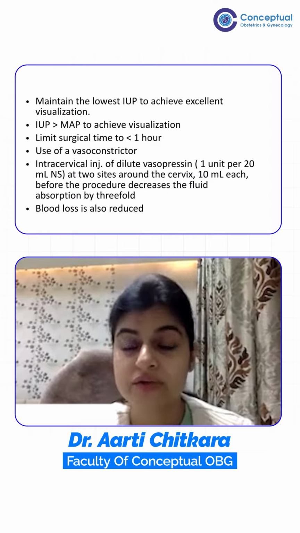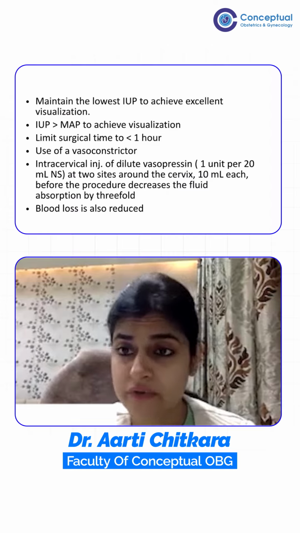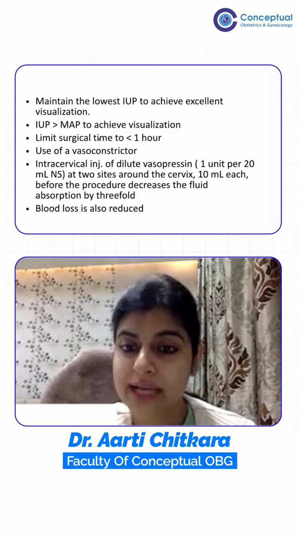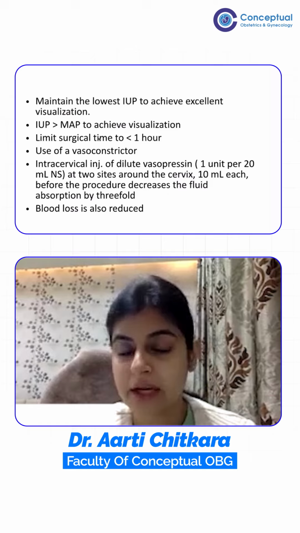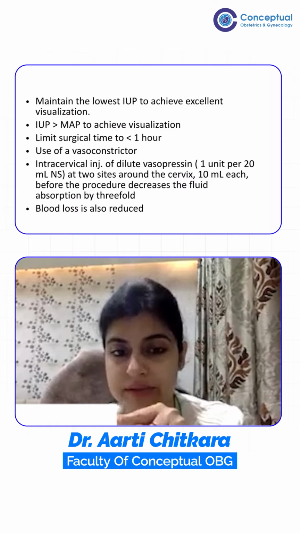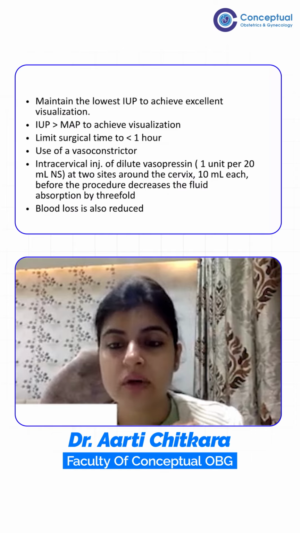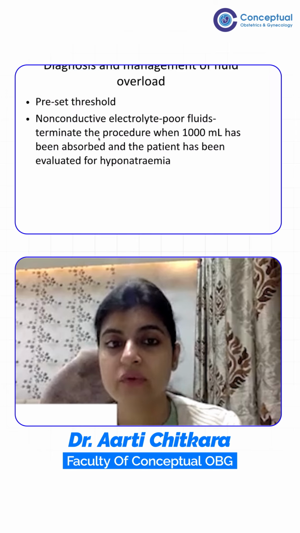Use of vasoconstrictor. This is a very important point, and it's often asked in exams. Intracervical injection of dilute vasopressin. How do you dilute? You use 1 unit in 20 ml of normal saline and inject it at 2 points. So I usually take the diagonal points. Avoid the 3 and 9 o'clock position. 10 ml each is injected before the procedure. It reduces blood loss and decreases fluid absorption by 3 folds.